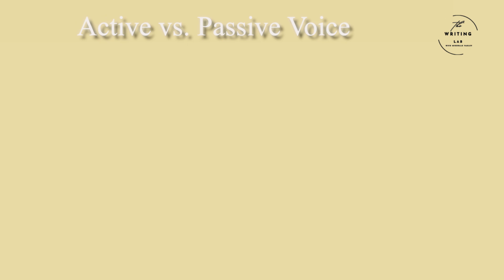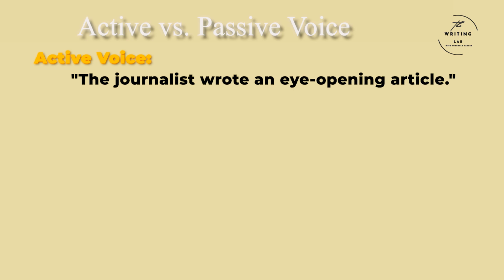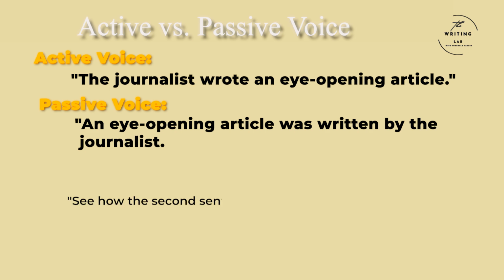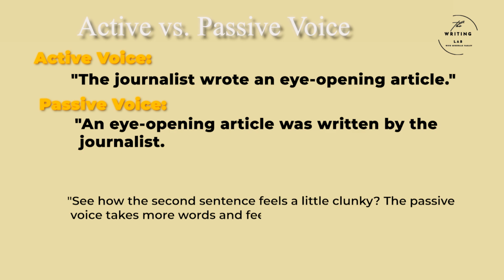Let's try another one. Here is an active voice: the journalist wrote an eye-opening article. Here's passive voice: an eye-opening article was written by the journalist. Do you see how the second sentence feels a little clunky? The passive voice takes more words and feels indirect.